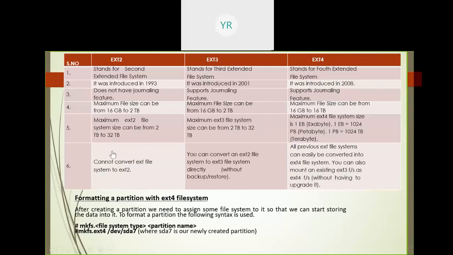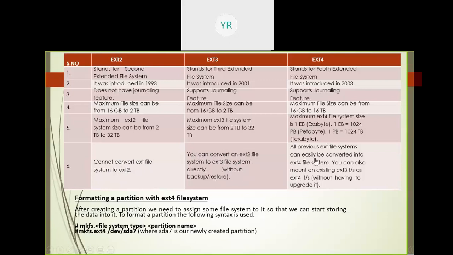We cannot convert an ext file system to ext2. Before ext2 there is ext, the initial extended file system. We cannot convert that ext system to ext2; there is no supporting feature for that. But we can convert an ext2 file system into ext3 because it is an updated version. If you have an ext2 file system, we can convert that into ext3, whereas if you have an ext file system, we cannot convert it into ext2. This is done without backup and restore.